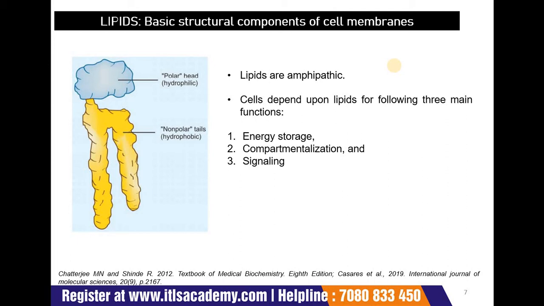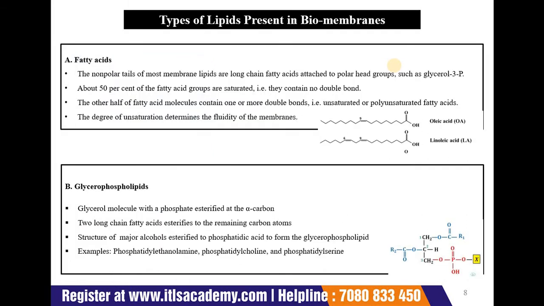It also plays a very important role in signaling. It basically plays an important role in signal transduction and messenger transformation. These are the major functions of lipids. Now, what are the types of lipids which are present in biomembrane?